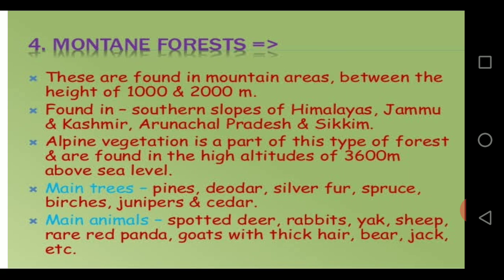Here you will find these forests between 1000 to 2000 meters. On the southern slopes of the Himalayas, such as Jammu Kashmir, Arunachal Pradesh and Sikkim, you get different types of trees, generally evergreen. Alpine vegetation, alpine means coniferous trees which are conical in shape. They are found at a height of 3600 meters. Some of the trees found in mountain areas are pine, deodar, silver fir, spruce, birches, junipers and cedar. And the animals: spotted deer, rabbits, yak.